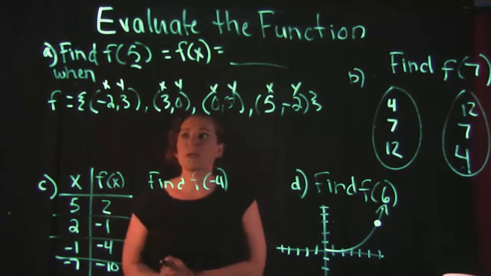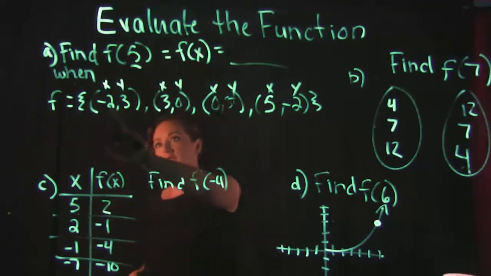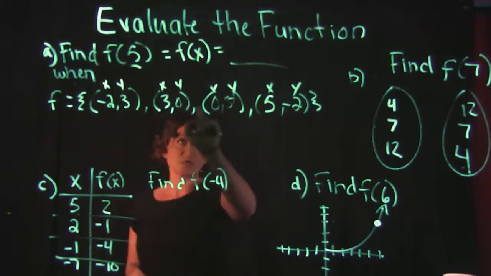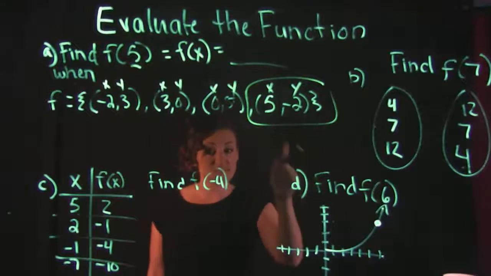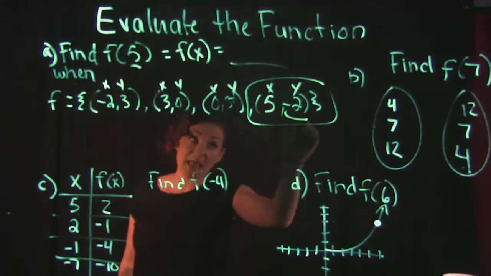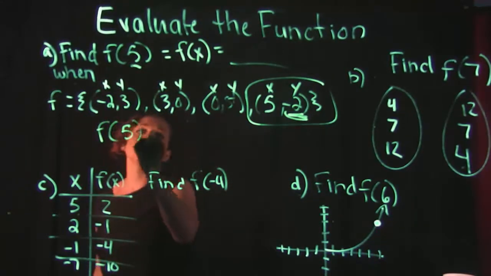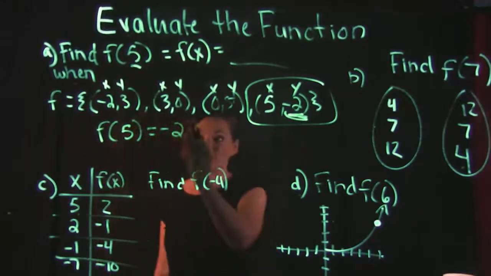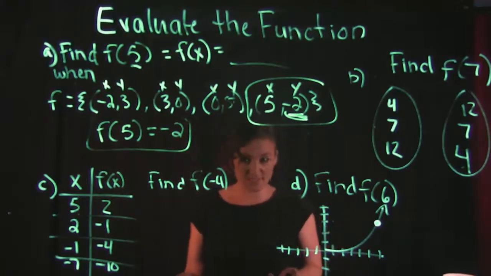When x is 5, where is the y? So I have these ordered pairs, and I'm looking for when x is 5. If I look over these, x is -2, x is 3, x is 0, x is 5. This is the one I want to zero in on. When x is 5, my y is -2. It says so right over here. So f of 5 is equal to -2. It's as simple as that. What is the y when x is this?